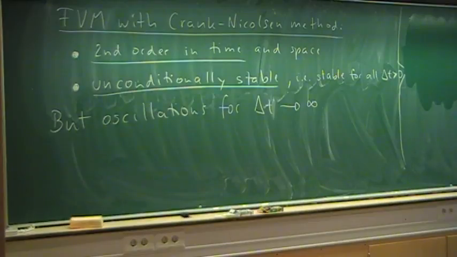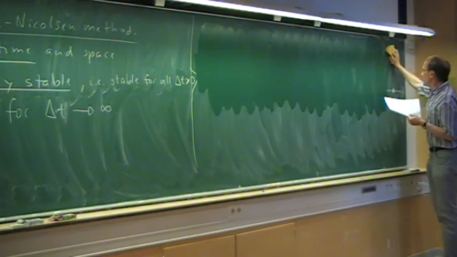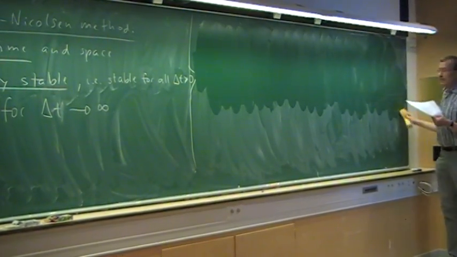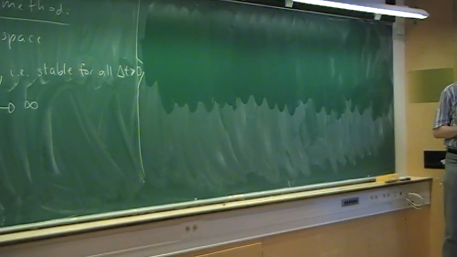Regarding the solution, it will involve a similar technique as the implicit Euler method, but we also have a right-hand side that will involve more terms. Of course, we also do the discretization explicitly.